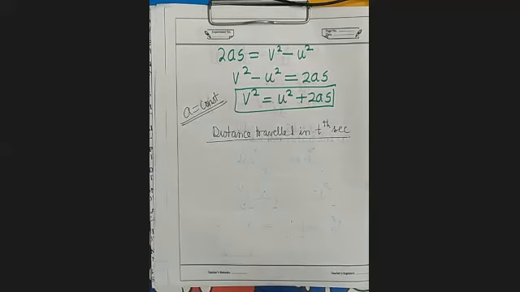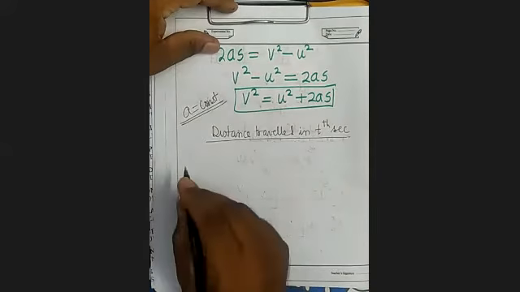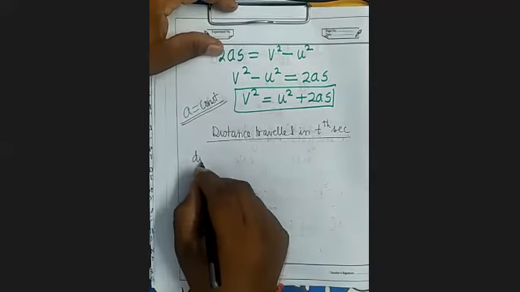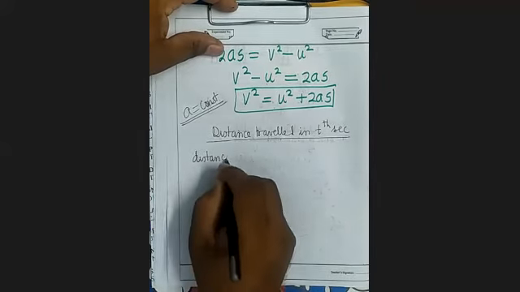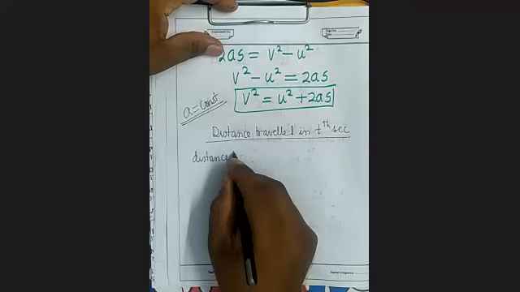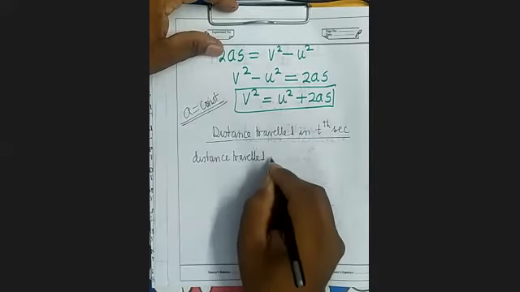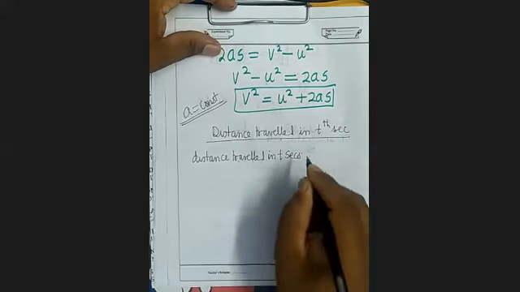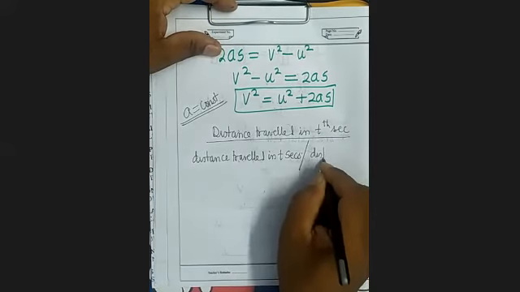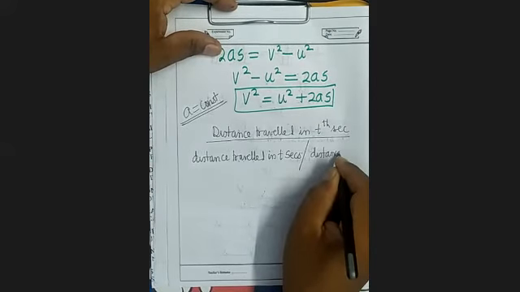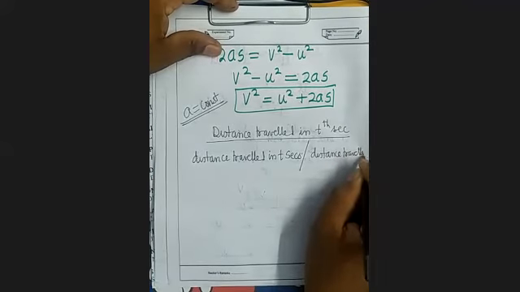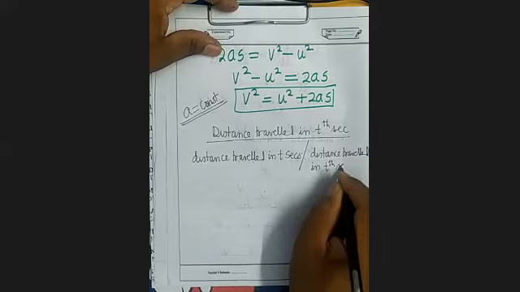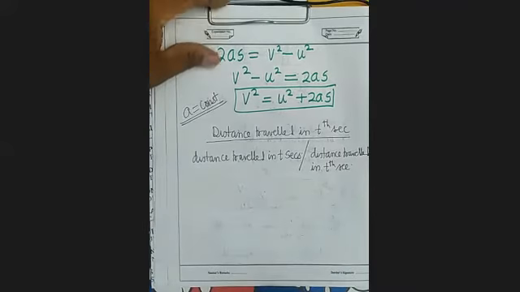So see here, what is distance traveled in the th second and distance traveled in t seconds? What is the difference between this? Because this is important. Distance traveled in t seconds and distance traveled in the th second. What is the difference here?